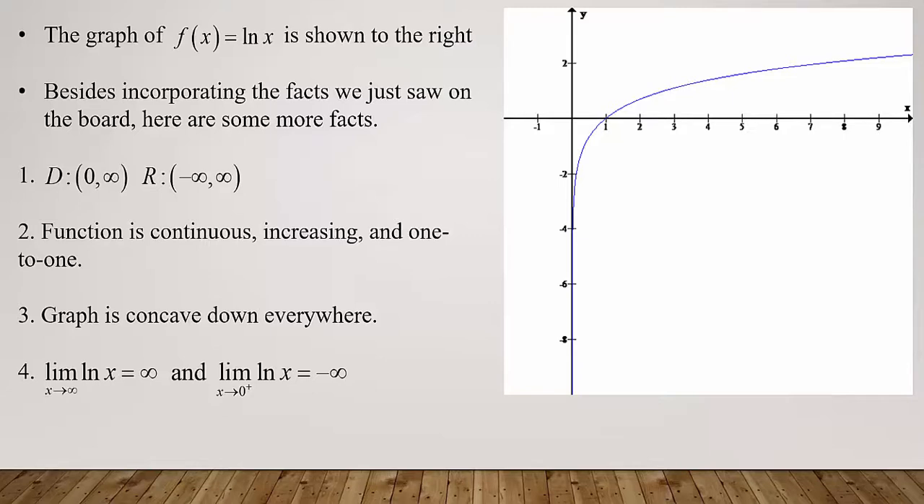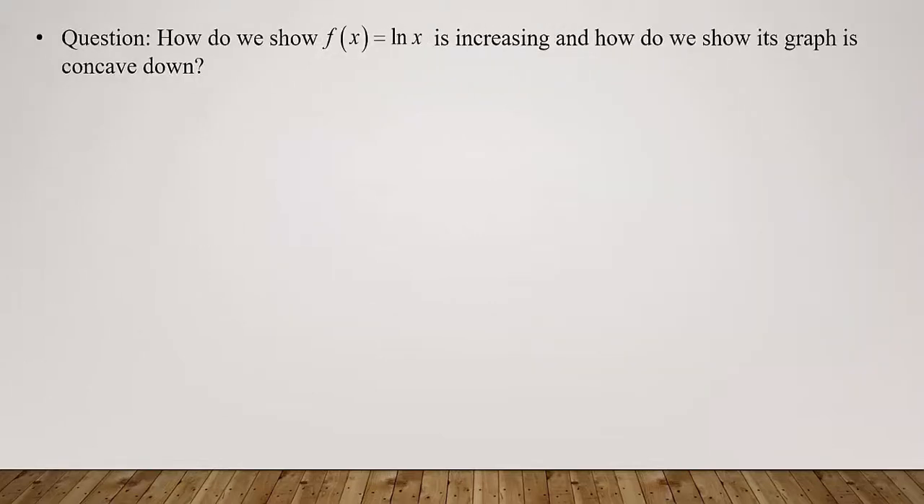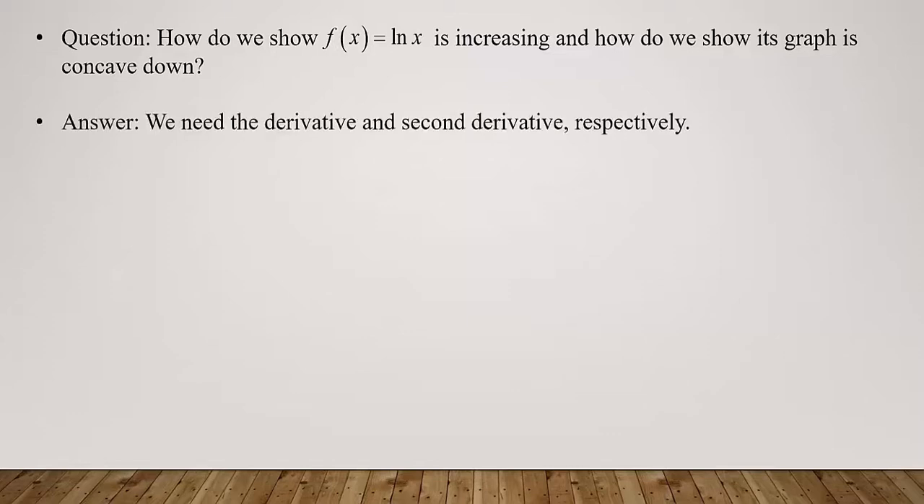So these are facts, but a question I have, how do we actually show that f of x equals ln x is increasing? And how do we show that the graph of f of x equals ln x is concave down? Well, we know the answer to that question. We need the derivative. That tells us where a function is increasing or decreasing. And we need the second derivative. That tells us concavity.